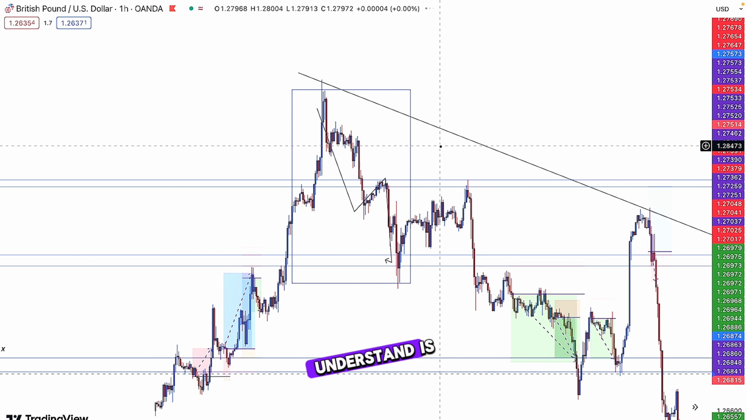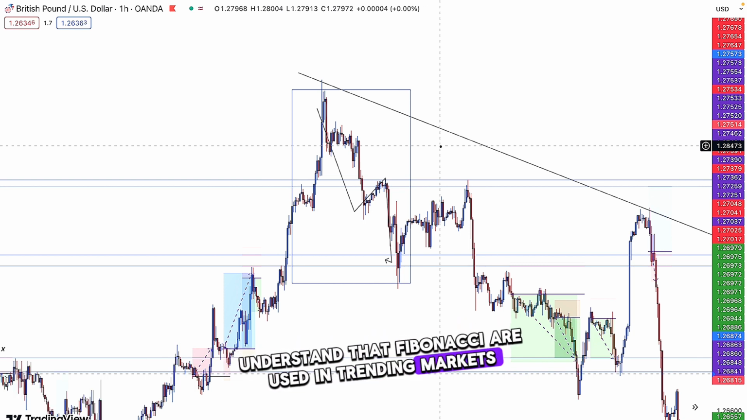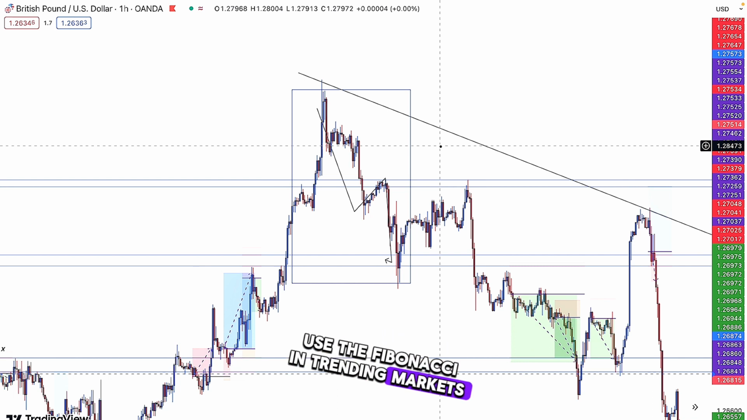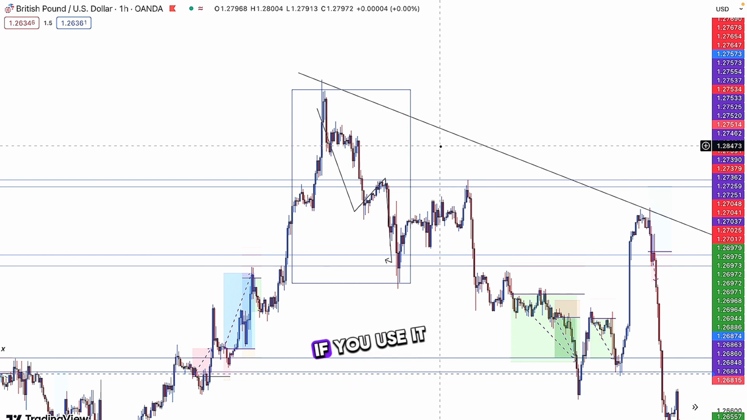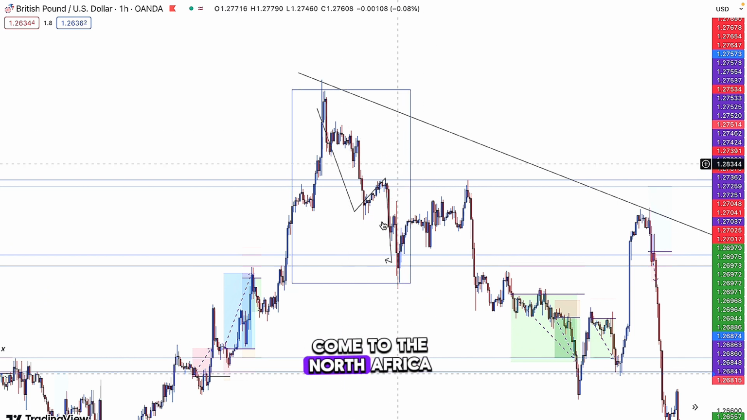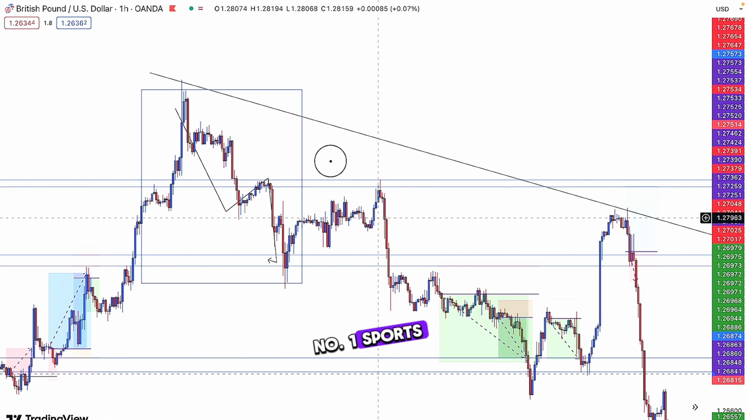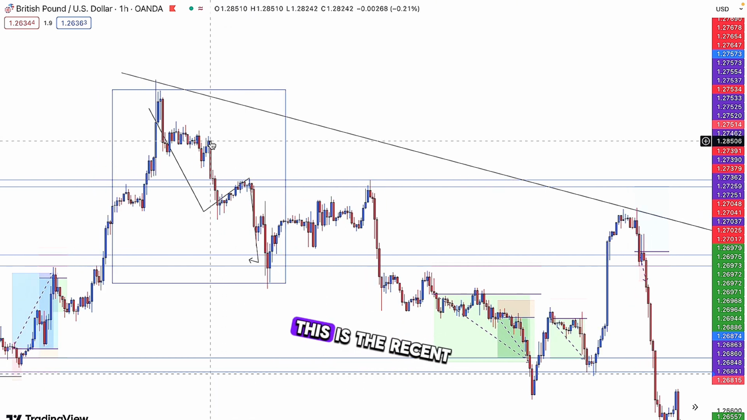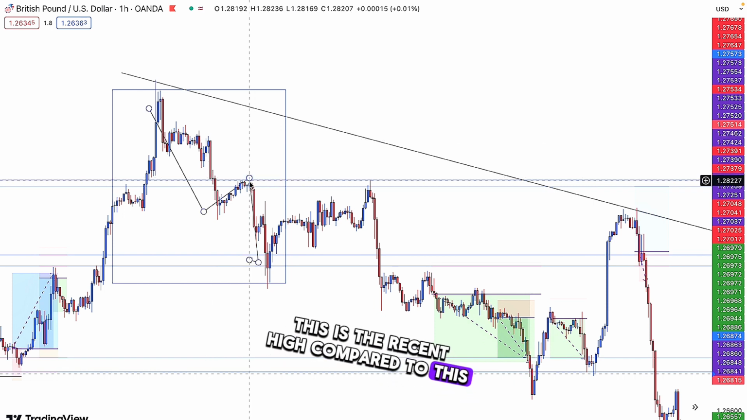The first thing you need to understand is that Fibonacci are used in trending markets. Only trending markets. Use the Fibonacci in trending markets, you're going to get the best out of it. If you use it in a ranging market, you're on your own. Now, like I said, if you come to the lower time frame, you're going to get good spots. Number one spot you can use is this one right here. This is the recent high compared to this.